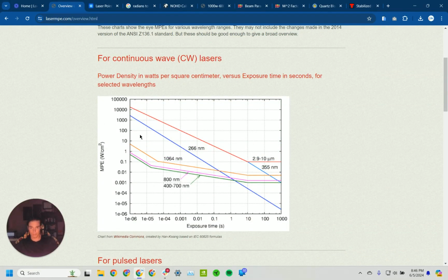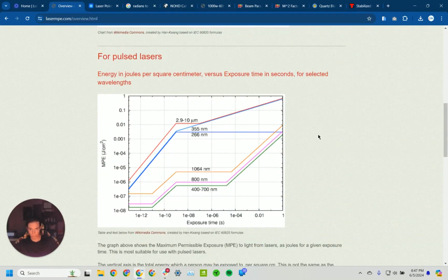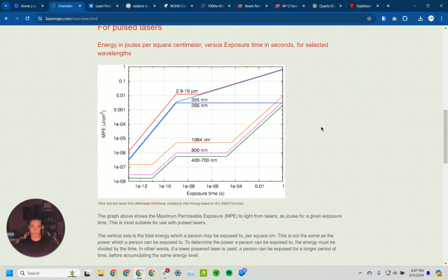For CW lasers, you can see that the more time that goes on, the less safe you become. So that's an interesting trend of these plots to notice, is that CW lasers, continuous wave, are exactly what they sound like. The more light that hits you, the more light's going to be absorbed by your retina, the more in danger it is of being damaged. Pulsed lasers, usually really, really short pulses have really, really high energy. And so the longer the pulse is, the safer you are.